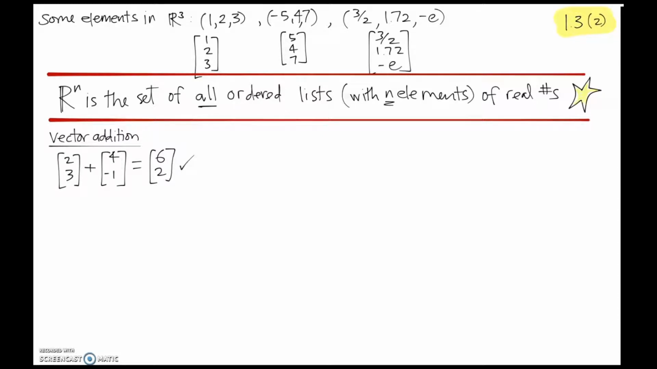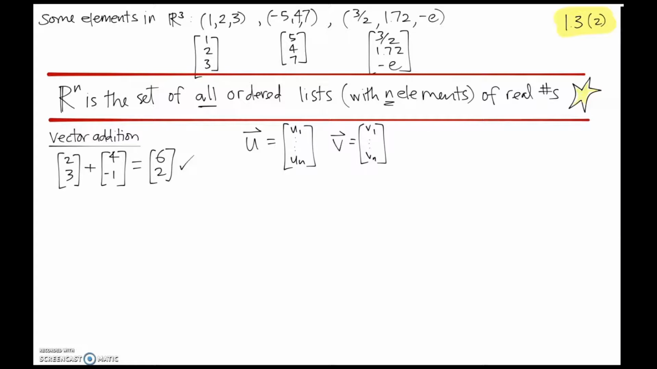So in general, if you have a vector u, and it can be any size of Rn, so maybe you start with u1 and you go all the way down to un, and you have a vector v, which has to be the same size, v1 all the way down to vn.